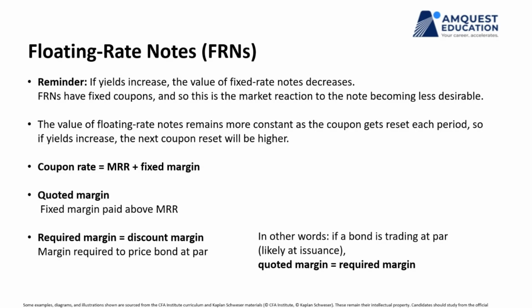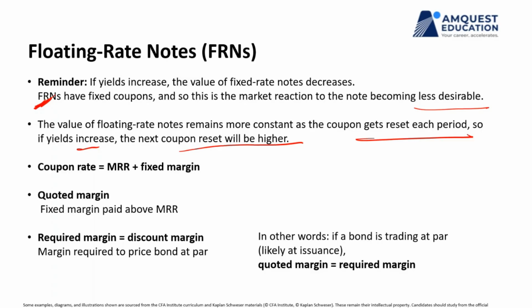So in floating rate, we say there you have fixed coupons, and so this is the market reaction to note becoming desirable. This FRN means, I think, fixed rate notes. They're saying fixed rate notes here. However, the value of floating rate note remains more constant as the coupon gets reset each period. So if yields increase, the next coupon reset will be higher, right? Therefore, when we say floating rates, the rate keeps floating, and because of that, they are generally trading close to the market value.